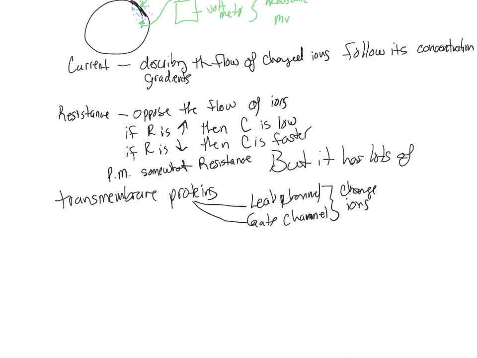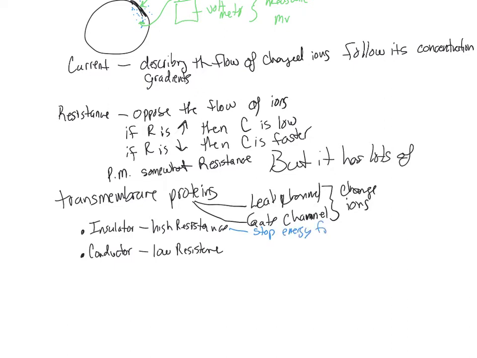Now, you may have heard of the concept of an insulator versus a conductor. We talked about this in elementary and middle school and high school science. Insulators have high resistance. Conductors have low resistance. What that means is an insulator stops energy from leaking out and a conductor helps energy flow faster.